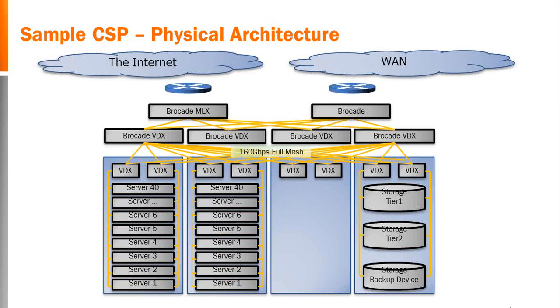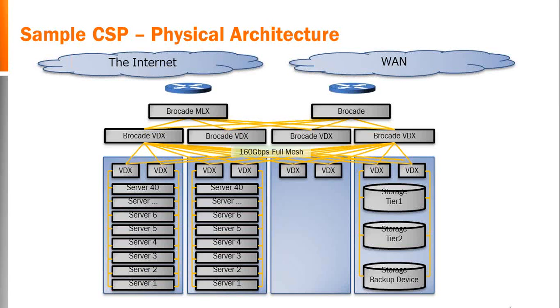We love them because they're an all Brocade shop. So they've got Brocade MLX at the top of the rack, Brocade VDX providing Ethernet fabric. They've got VDX layers below that, a number of servers, a storage tier, which is also all Brocade. But it's not telling you very much about what's actually going on in this cloud service provider.